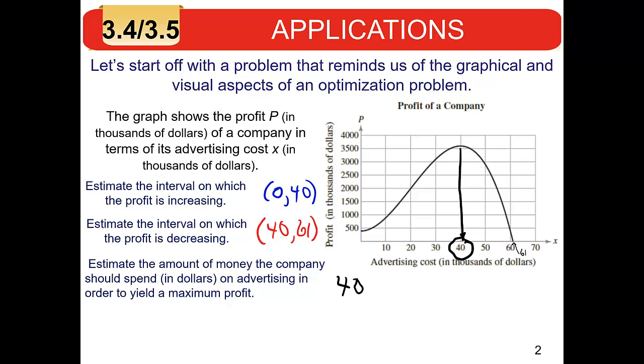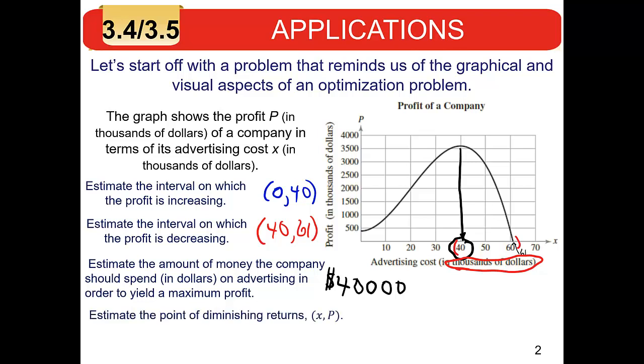But remember, they said how many dollars, and the graph says that this is in thousands of dollars. So it's not $40, it's $40,000. So when you're translating things across units, you've got to be very careful. X, in this case, was in thousands of dollars. So if you want to tell someone how much you need to spend on advertising, you're not going to say $40. You've got to relate that back to the fact that you're measuring them in thousands of dollars.